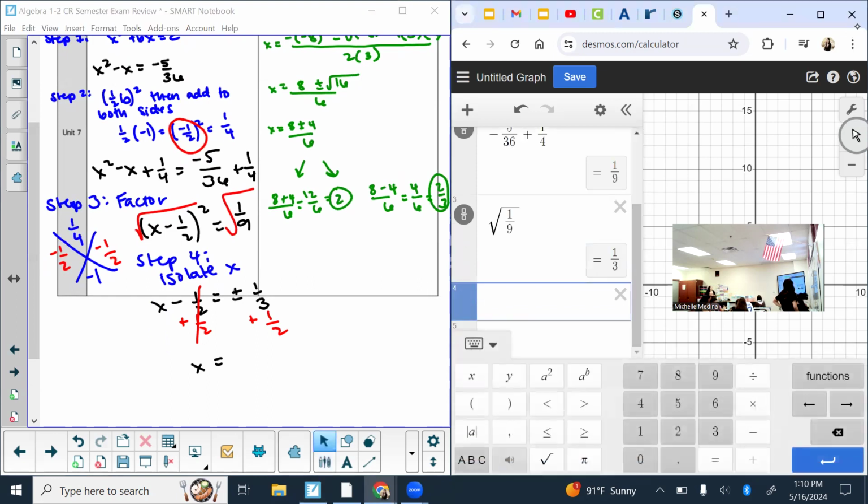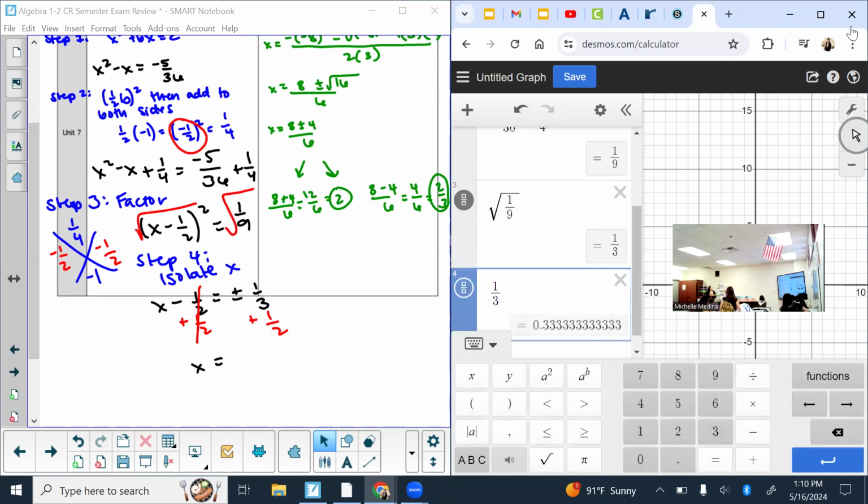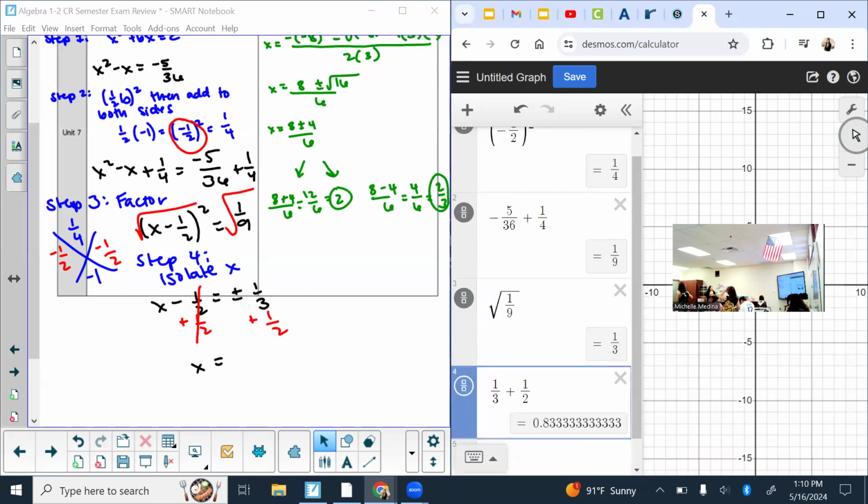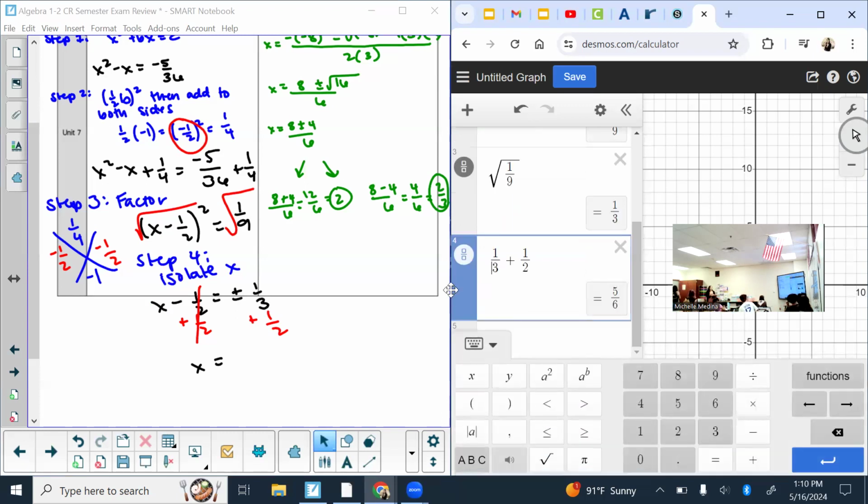So here I do positive 1/3 plus 1/2, which is how I get the 5/6 right there. To get the other number they said was the solution, I would do the -1/3 plus 1/2, and that's how I get the 1/6. They told you what the answer is.